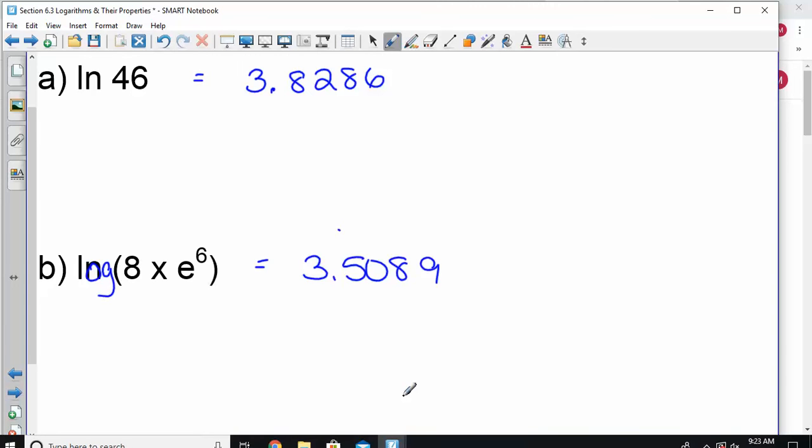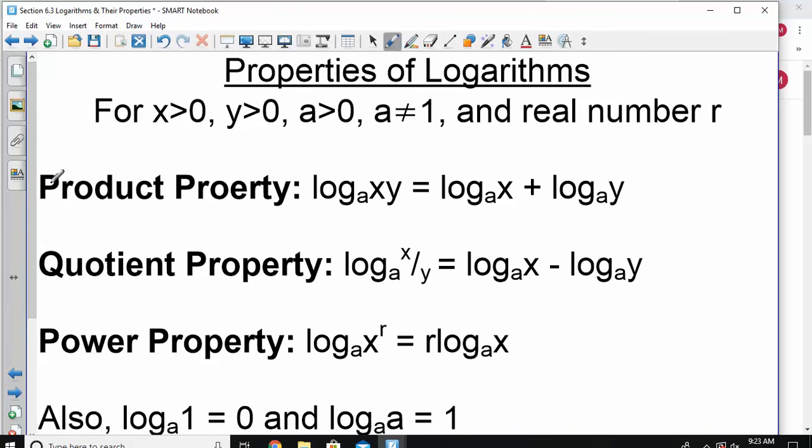The last thing I want to do today is talk about properties of logs. So we're going to write down all of the properties. I'm only going to do a couple examples with them today, and then we'll pick up using those properties tomorrow. So we'll expand on it tomorrow. So our properties.